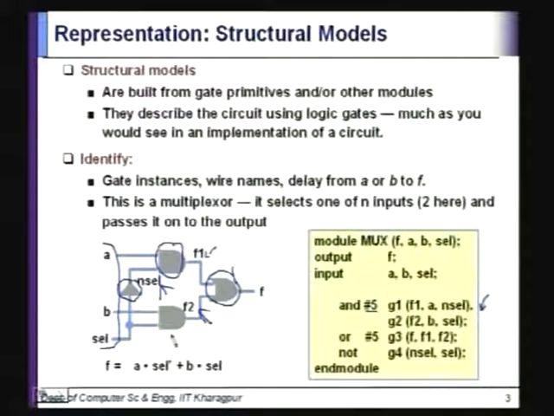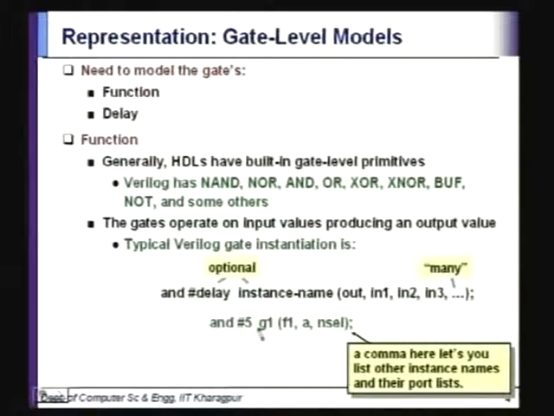In gate level models, we need to model the gates, their functions and their delays. So Verilog has the following types of gates: NAND, NOR, AND, OR, XOR, XNOR. You can have a buffer, and you can have the NOT gate, and a few others. But you can define your own functions also. You can define modules which are compositions of different gates. The gates operate on input values producing an output value.